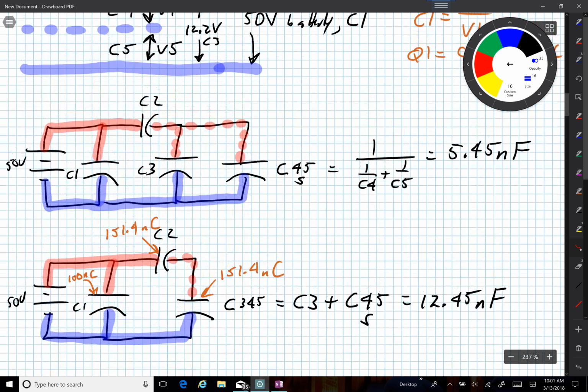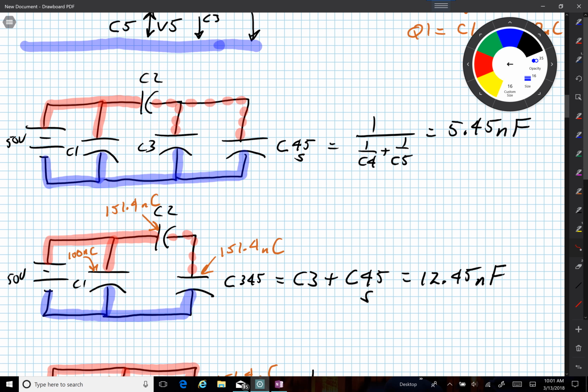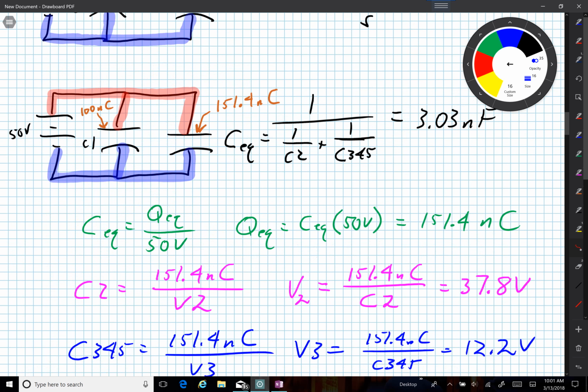And now we go back up to the next one. Now we can start to fill in some of these guys here and here, right? We've got C2 done. We've got to get now C3 and C4-5, because now we know the voltage from dashed red to solid blue. And now we have to figure out the charge on each of those capacitors. So let's do C3 first.